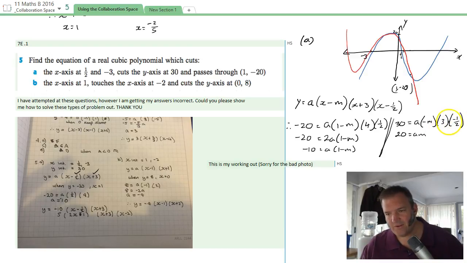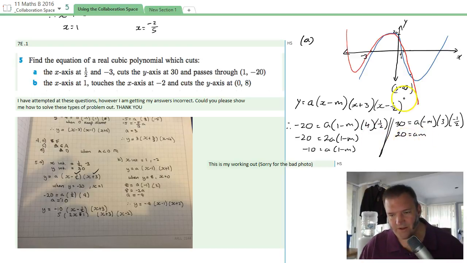Now let's just see, what did I do there? -3 over 2, so I'll multiply by -2 first to get rid of that. So it's going to be -60 equals a times -3m, dividing by -3, -60 divided by -3 gives me 20. Okay, that works. So 20 equals a times m. Now I've got two expressions where I can solve happily for one.